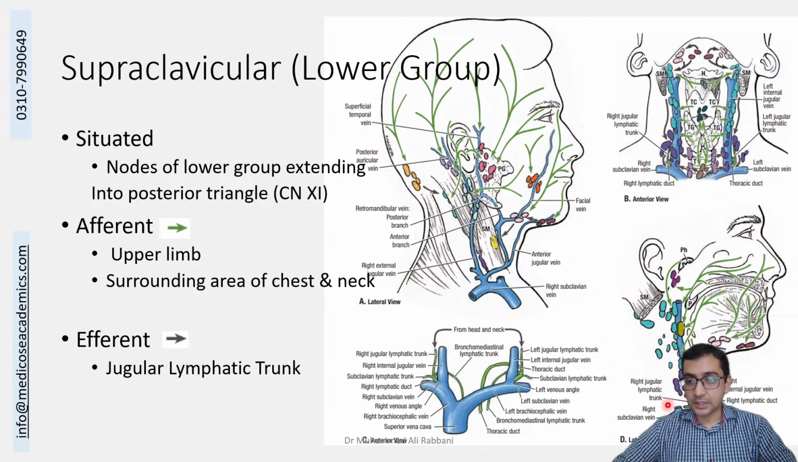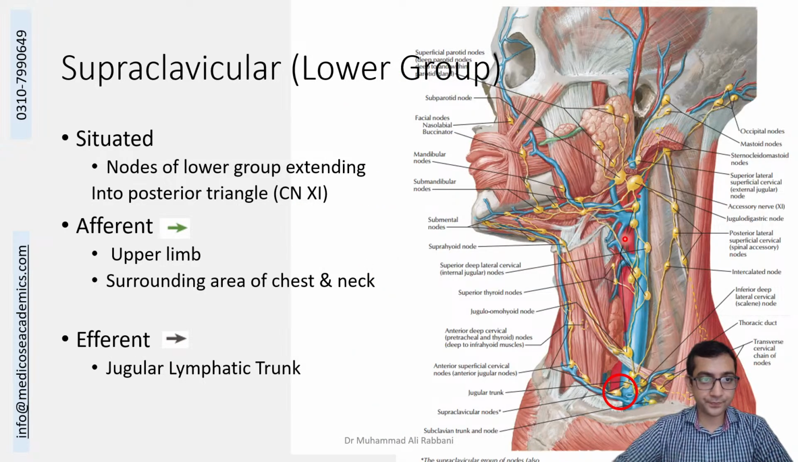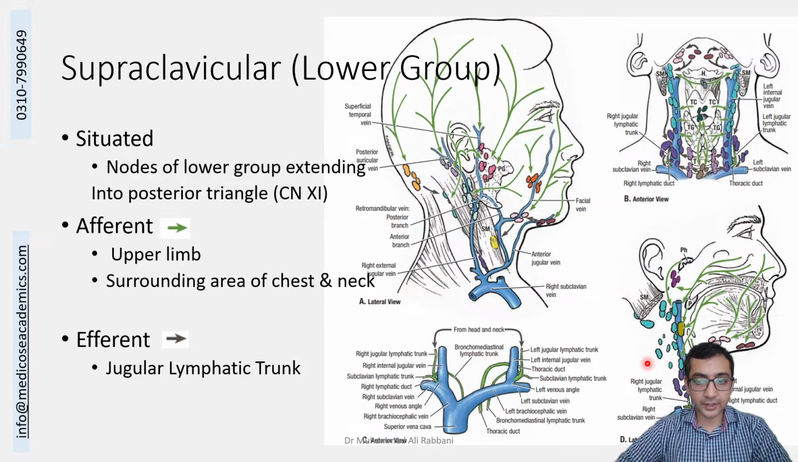Supraclavicular nodes. These are not separate nodes. These are basically part of the lower group of the deep cervical nodes. They go into the posterior triangle of the neck, and they are the ones draining the upper limb. This is the one that is near the spinal accessory nerve, which is damaged during dissection, and they again drain into the jugular group of lymph nodes. These are the supraclavicular nodes, and then we are left with termination.